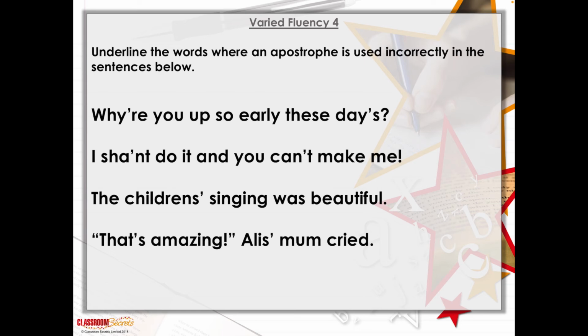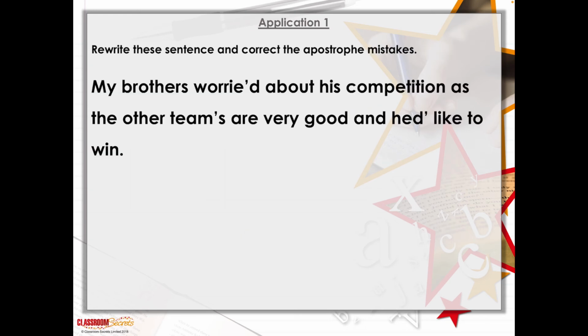That's amazing, Ali's mum cried. Now in that, we have an apostrophe between the T and the S. And that is correct because it replaces the I from is. Now let's have a little look at Ali's mum cried. So there is one Ali, so it's a singular use of the apostrophe. And when we're only talking about one Ali or one object, the apostrophe goes before the S. There we are, look. It's just highlighting those.